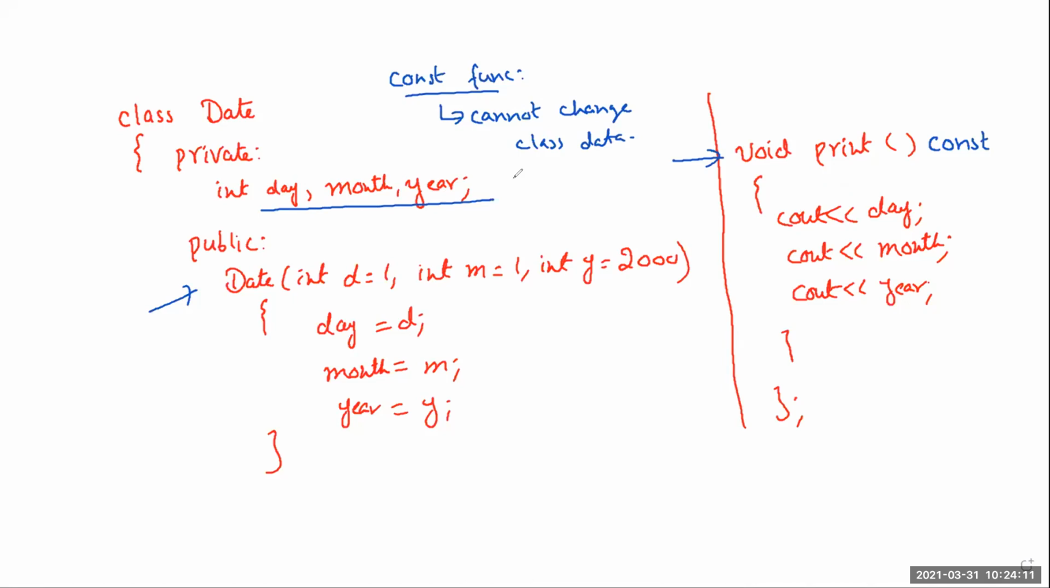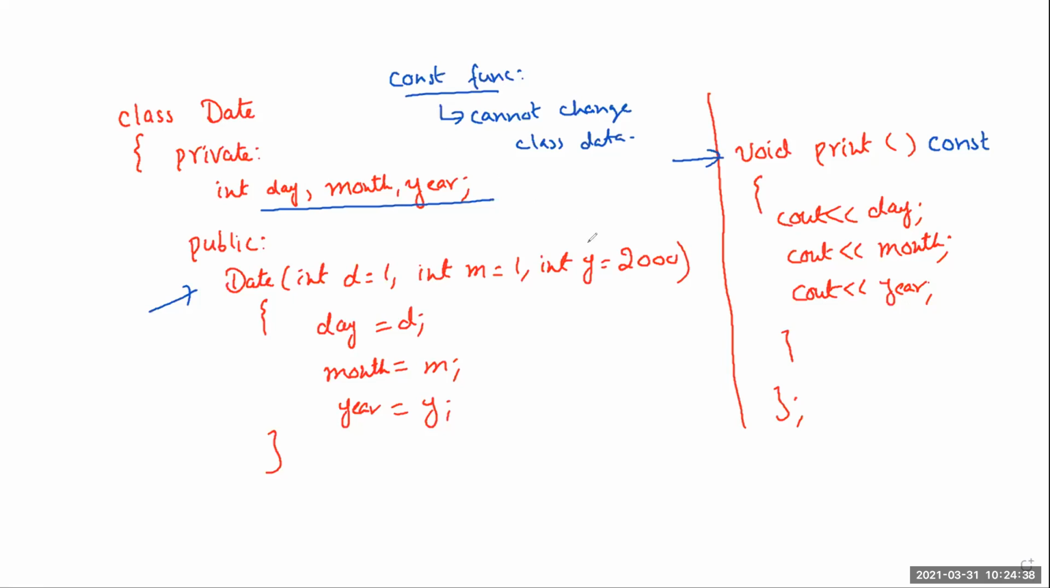So now the question is why we need it. What is the advantage of this? As I keep telling you, once you are working on relatively bigger projects, you have very complex classes, maybe a lot of functions. So there are some functions in which you would not want those functions to change your data members, right?